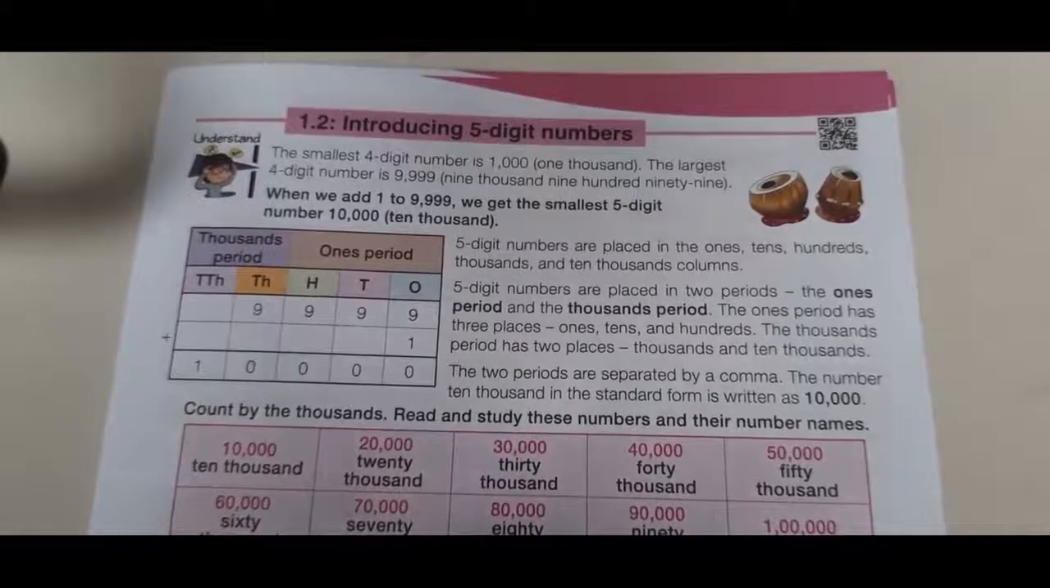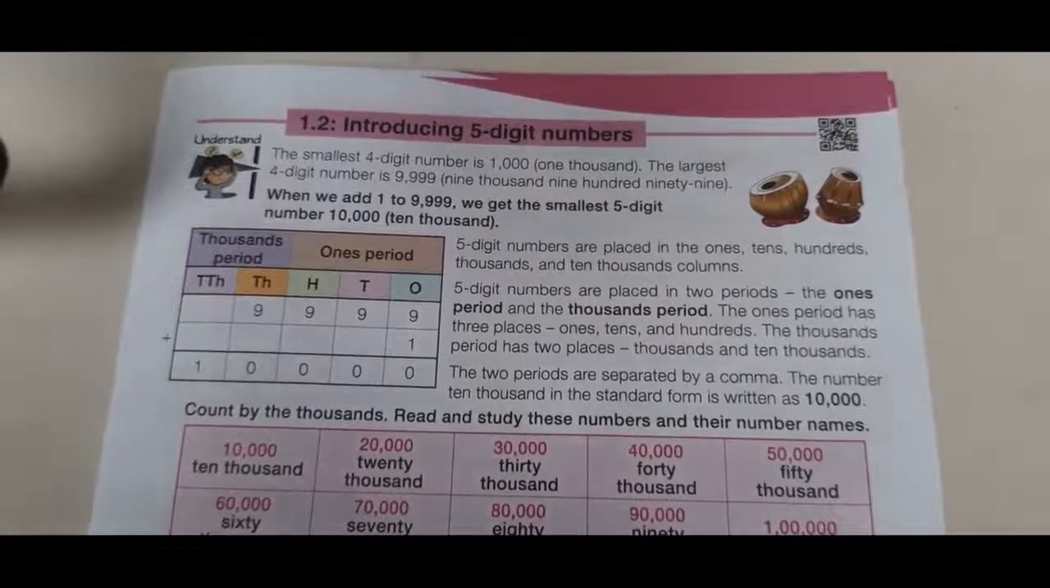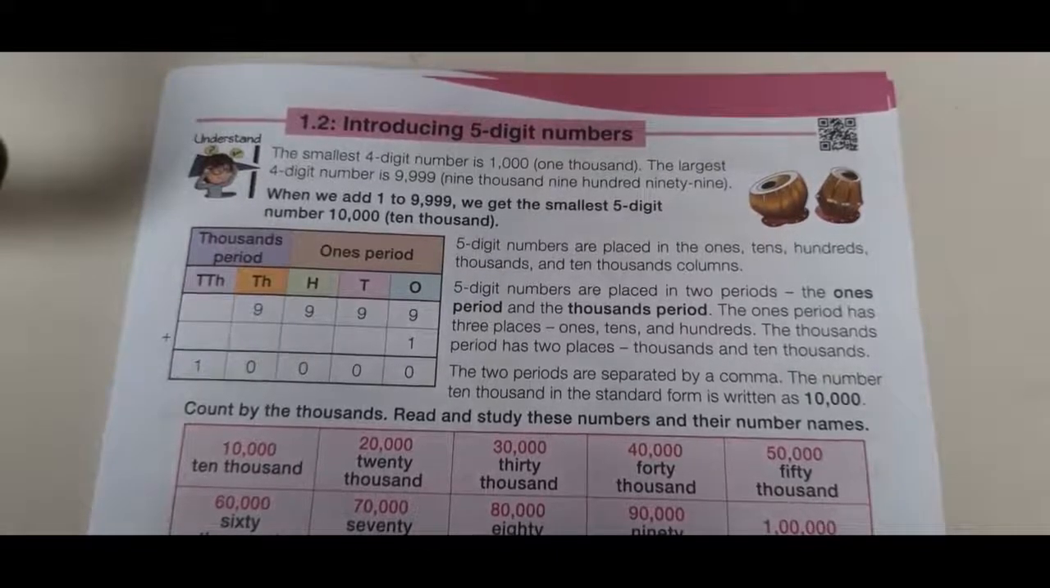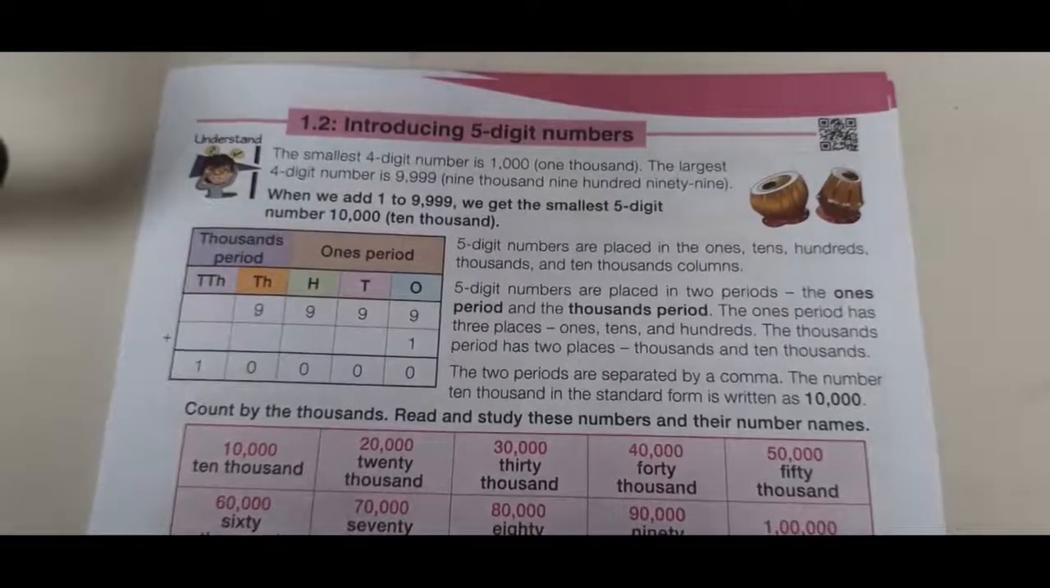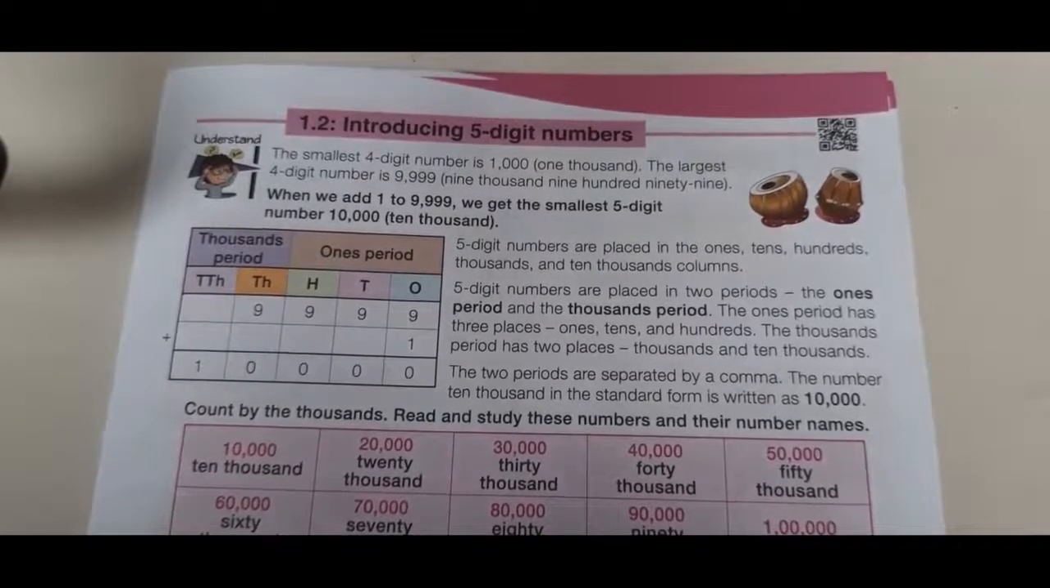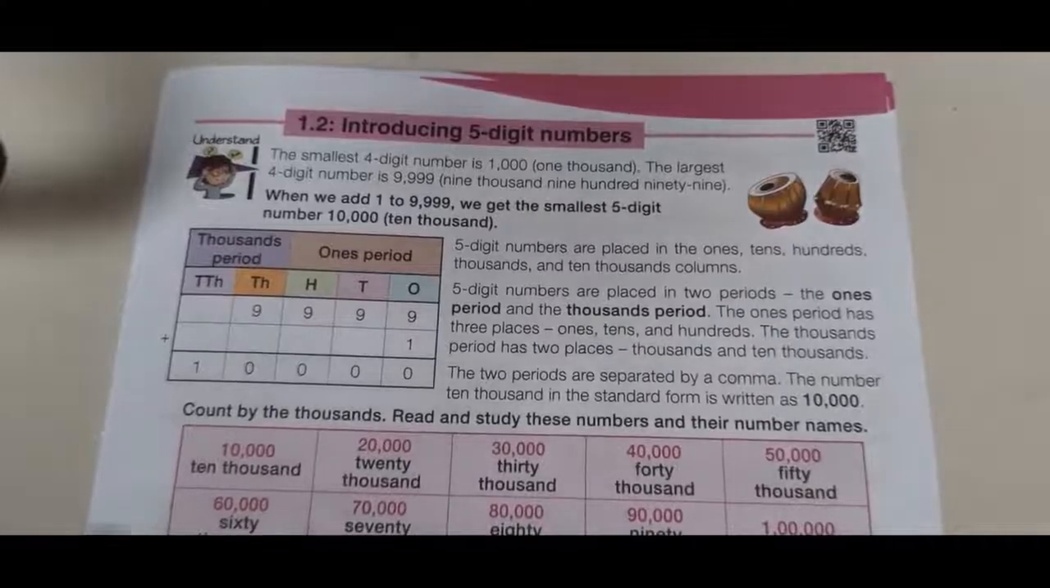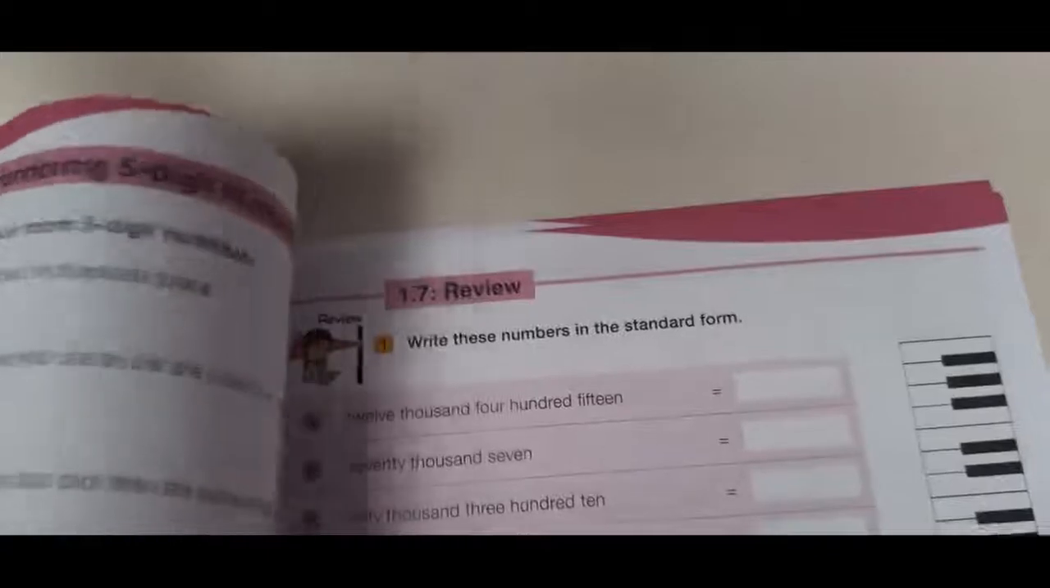Let's begin today's class. Students, in the previous section we discussed the introduction to 5-digit numbers: reading and writing, place value, expanded notation, writing in standard form, and comparing and ordering 5-digit numbers. I hope you all watched the previous video. In today's class, let us review all the concepts in one exercise, Exercise 1.7.